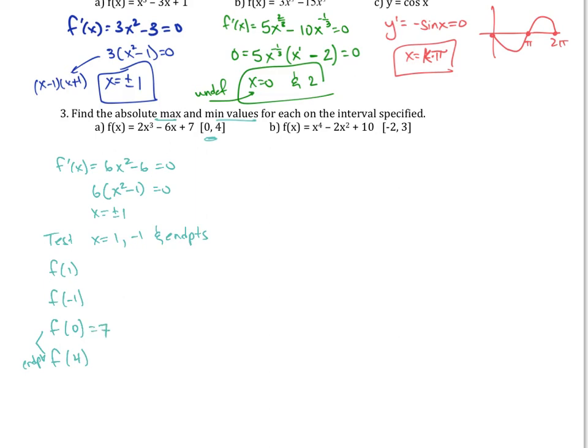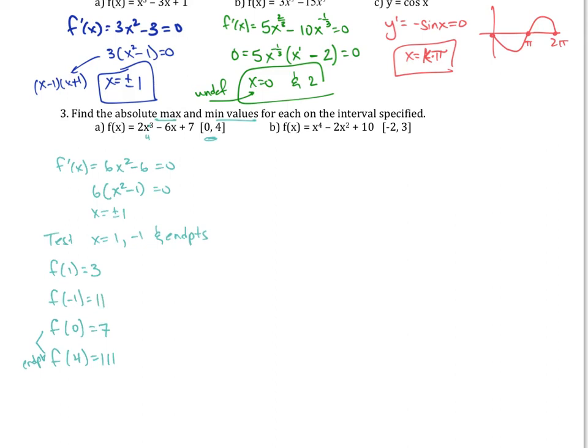I'll put f of 4 into my original equation, put 4 in right here, 4 cubed times 2 minus 6 times 4 plus 7. I'll save you the hassle, and I will tell you that that's going to come out to be 111. Then I'm going to find f of negative 1 and positive 1. So f of 1, put this in, and I'll get 1 right here, which will be 2 minus 6 plus 7, so that gives me 3. And then when I do f of negative 1, I'll get 11.